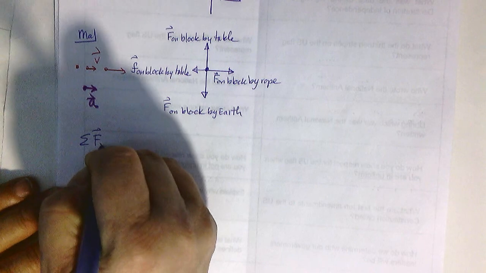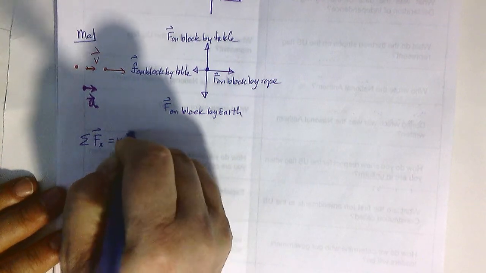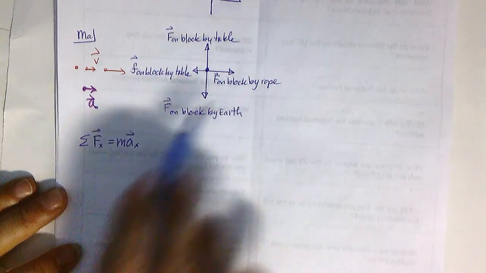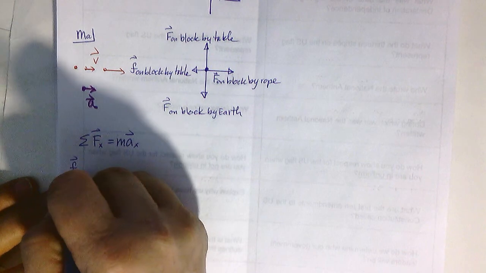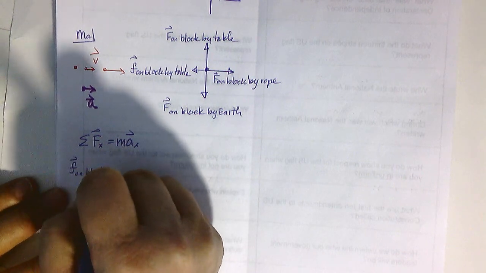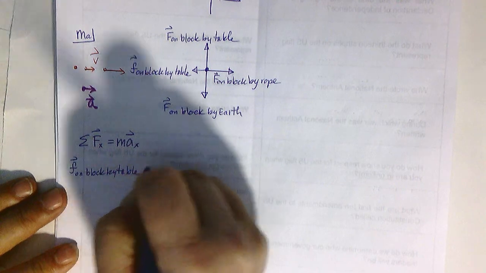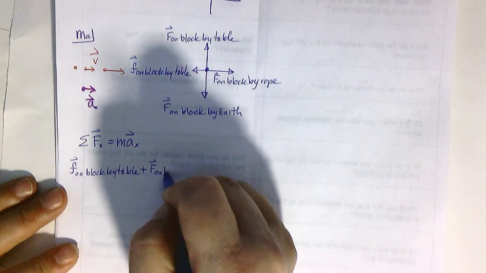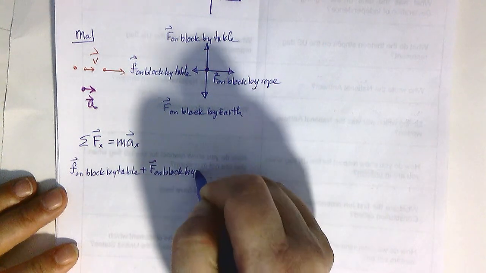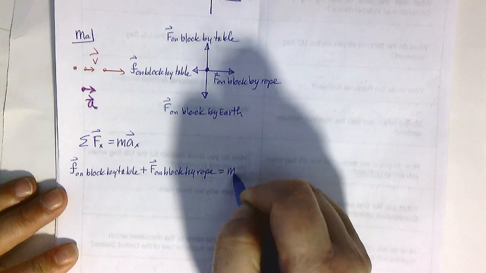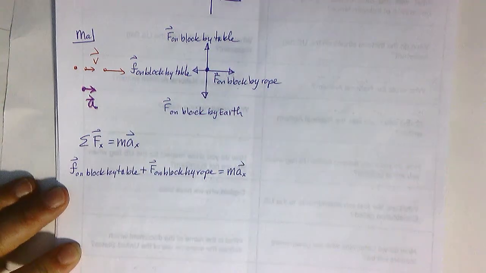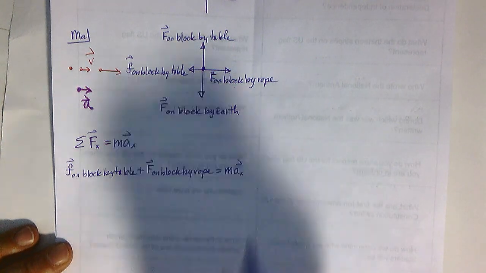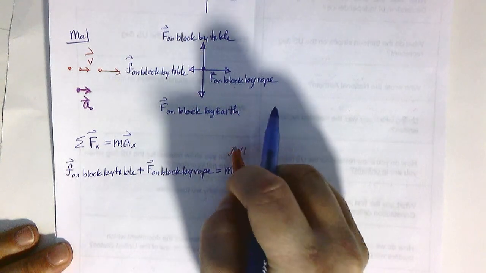So the sum of the forces in the x direction is equal to ma sub x. We're going to substitute in from our free body diagram in the x direction. So I have the frictional force, force on block by table, plus the tension, force on block by rope, and that's equal to ma sub x. Okay, am I accelerating in the x direction? Yes, I am, so I'm going to keep this, Newton's first law.